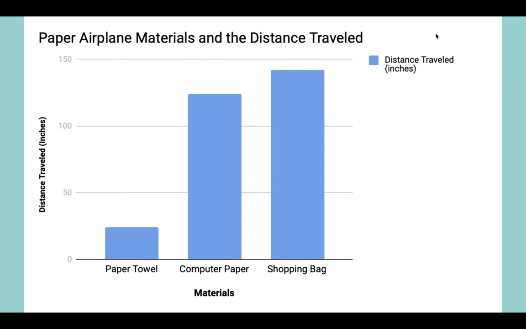This is an example of a graph report that I used in my paper airplane experiment. This graph shows that the shopping bag paper airplane flew the farthest and the paper towel the least distance, to conclude that the heavier the material, the farther the distance traveled.